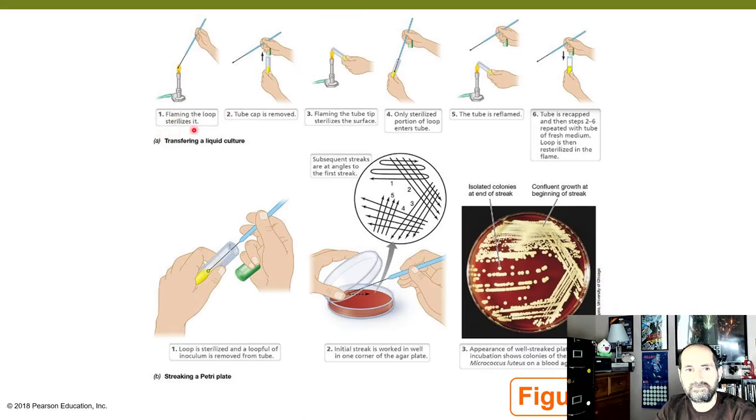We flame our loop. We remove the cap with a pinky without placing it down. We flame the tip of the test tube. We then introduce our sterilized loop into the tube. We then flame the tube again, we close the cap, and then we go ahead and place our bacterium onto the plate. Remember, working around the flame is part of proper aseptic technique. And the reason we do streak plates is to find these isolated colonies.